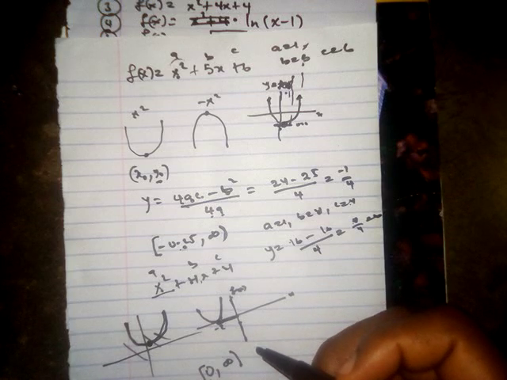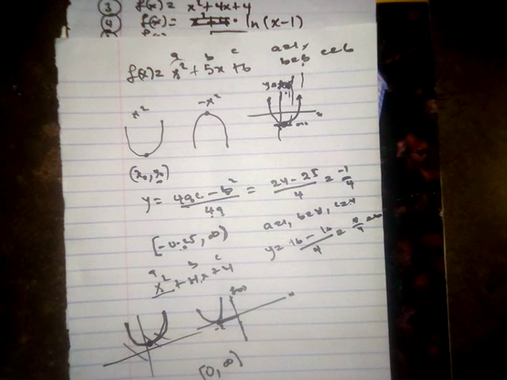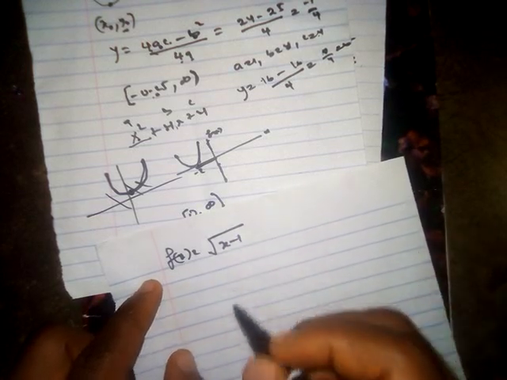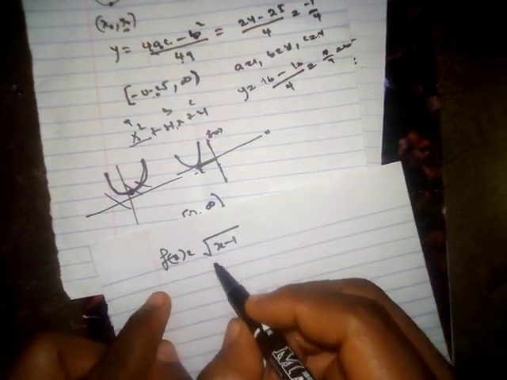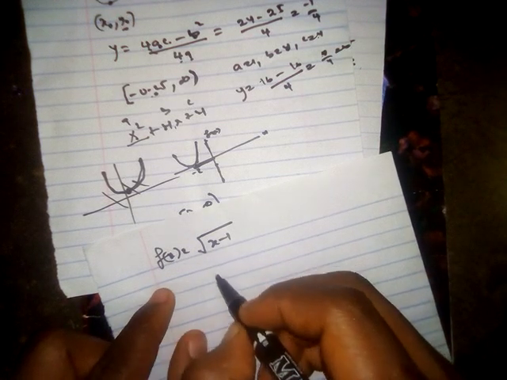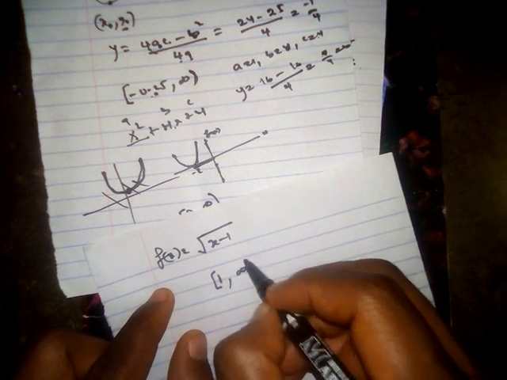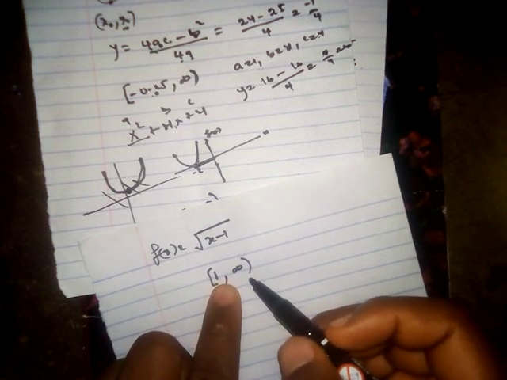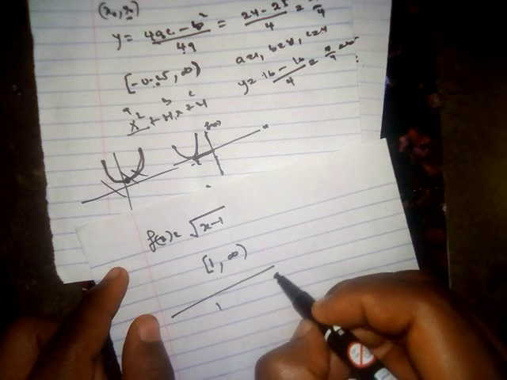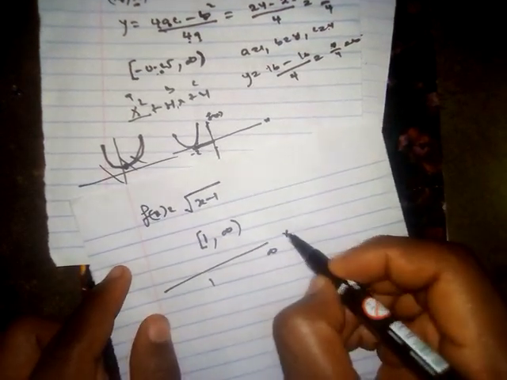Now the next one, let us do the other one, which should be faster. f of x equal to the square root of x minus 1. Remember that in our previous video, the domain for this was 1 to what? Infinity. Now sketching this, we have this as 1, and this as infinity. This is for the x part.